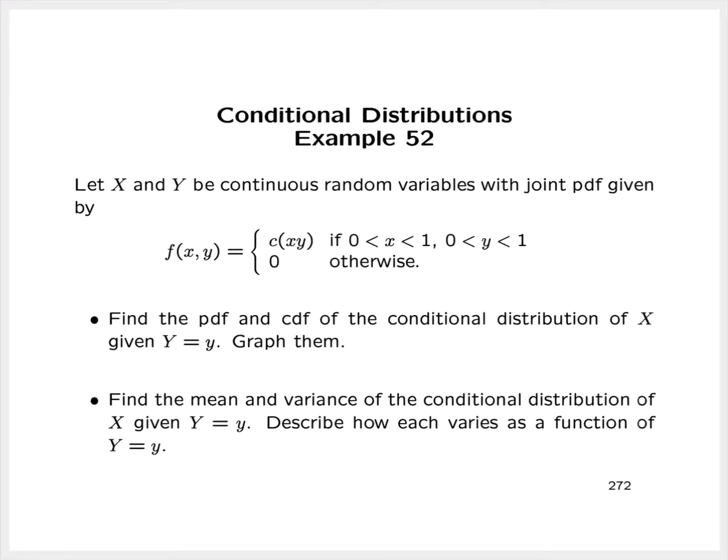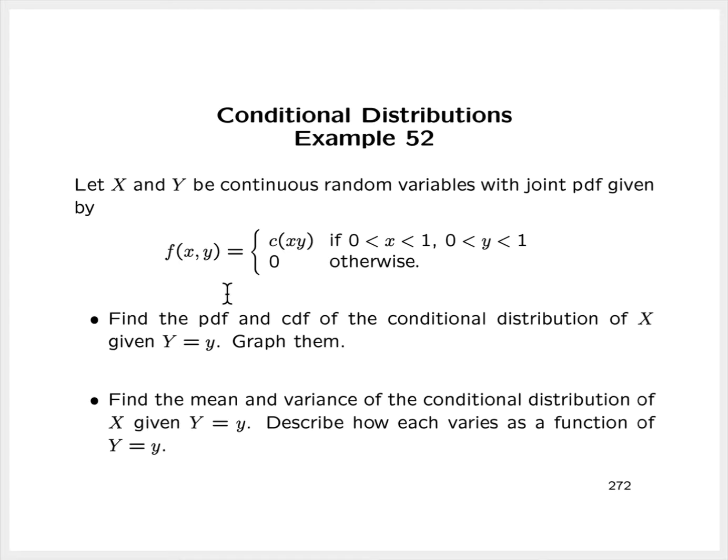In this lecture video, we continue looking at conditional distributions and their characteristics, and we're going to get into example 52, which deals with continuous random variables. So let x and y be continuous random variables with joint PDF given by this expression here, which we've seen in a couple other examples. We've dealt with this distribution before.